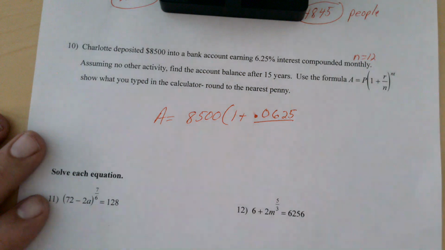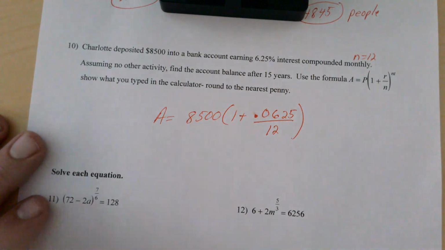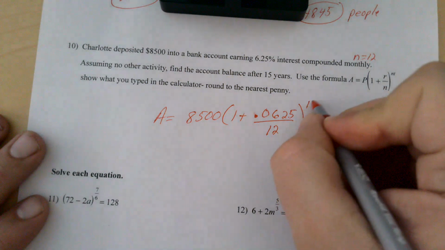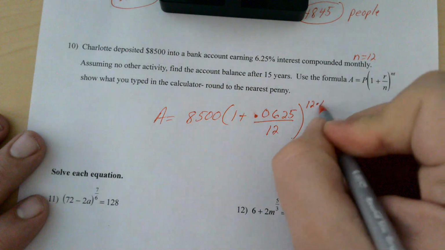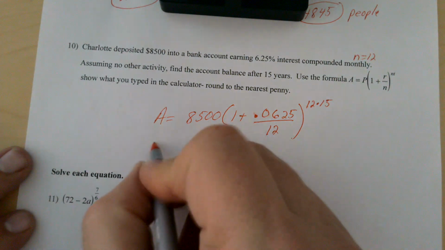So there are 12 months in a year. So I divide by 12. And then I raise to the n times t. So n is 12. The number of years is 15. So we're going to let that money sit in the bank for 15 years.